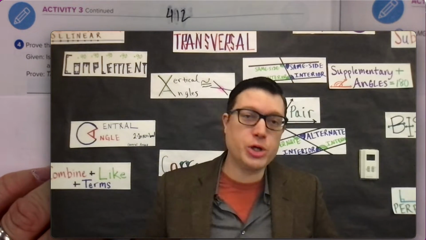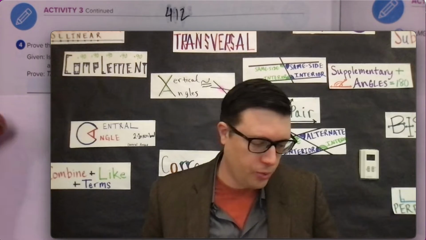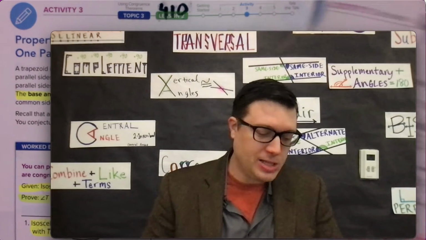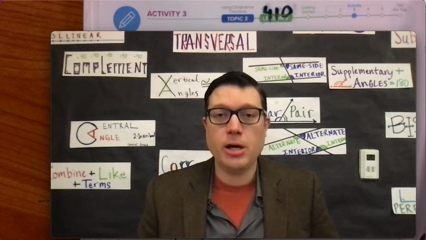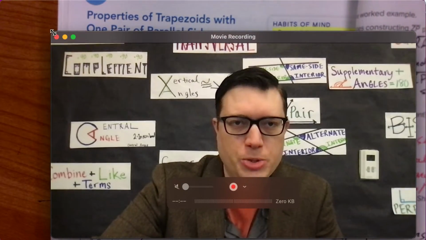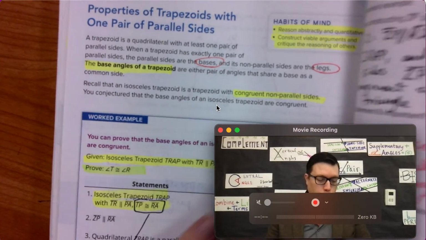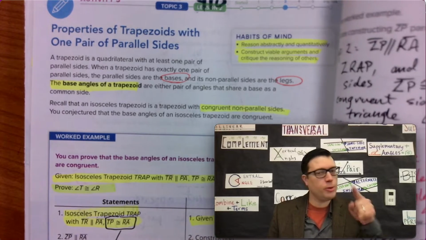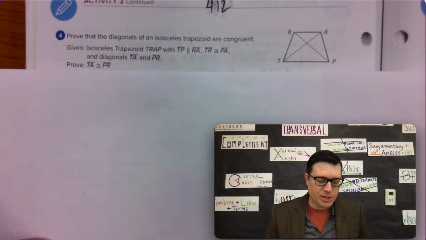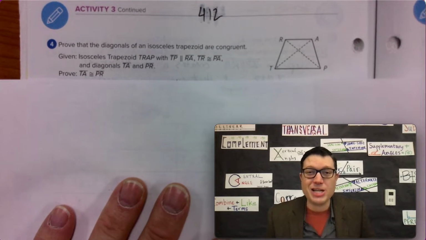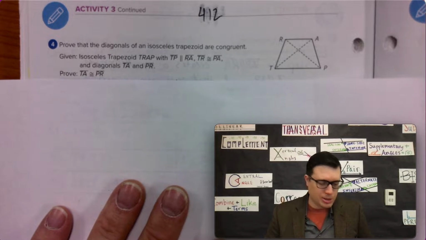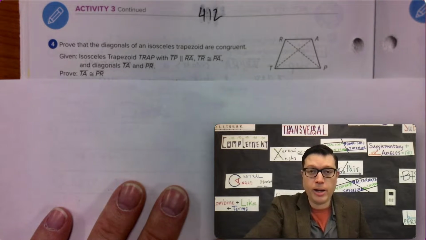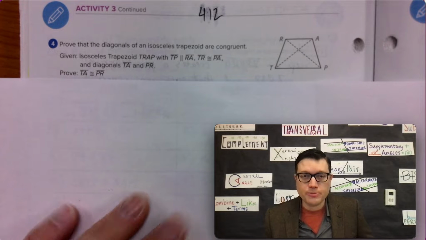This is page 412. We're continuing activity 3. A reminder, activity 3 has been about properties of trapezoids. Let me go ahead and show the screen here. Properties of trapezoids with one pair of parallel sides. And so you've been working through this one. We've got a few more things to talk about on the condition of properties of trapezoids. And so I want to bring that to our work right here, right now. Have a highlighter. And let's get into it.